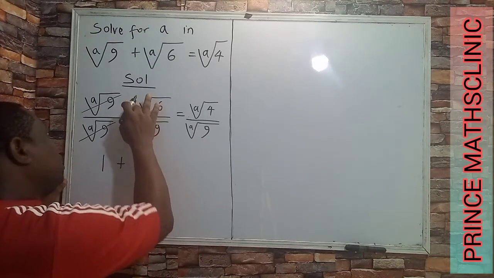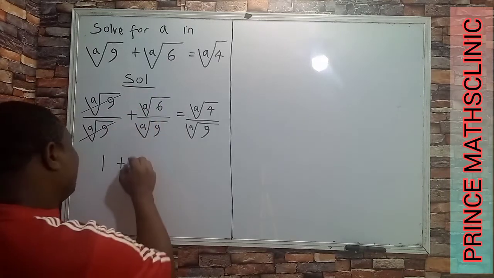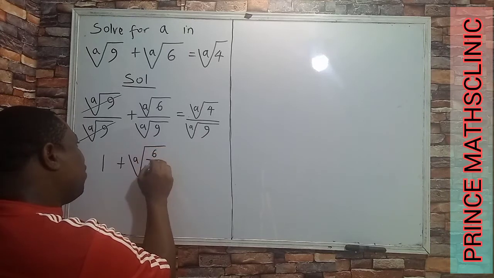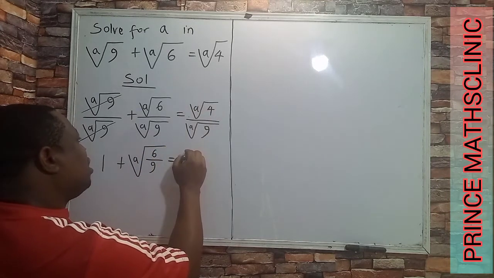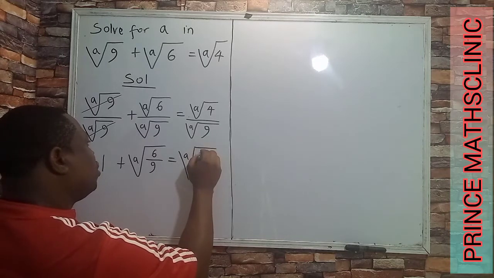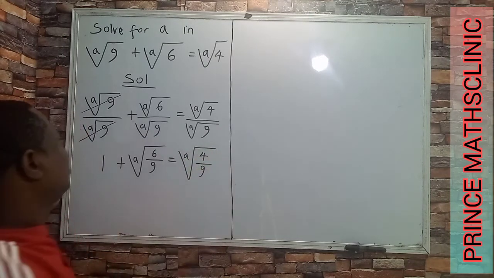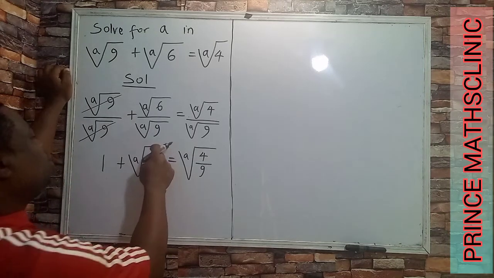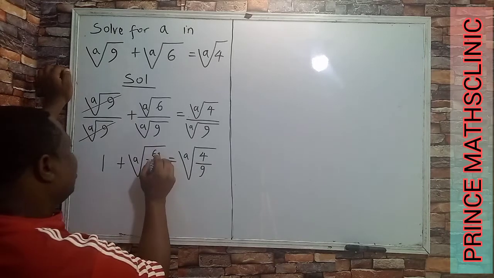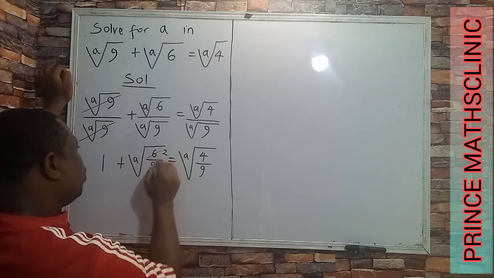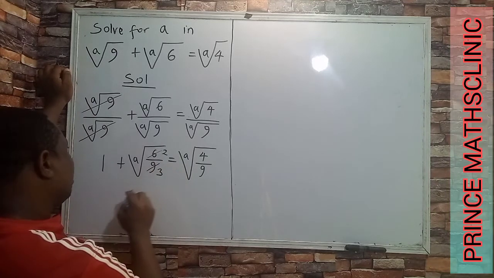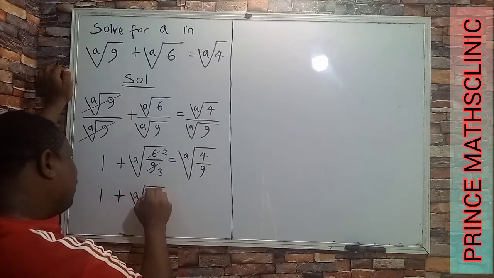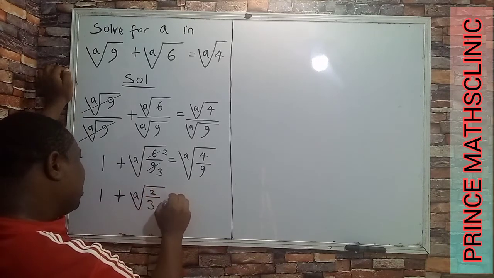Then this is the a root of 6 over the a root of 9. So I'll give them a common a root, then I'll put 6 over 9. I'll do the same thing here, give them a common a root. So this will be 4 over 9. Now, I can break this down by dividing both the numerator and denominator by 3. So 3 in 6 is 2. 3 in 9 is what? 3. So this becomes 1 plus the a root of 2 over 3.